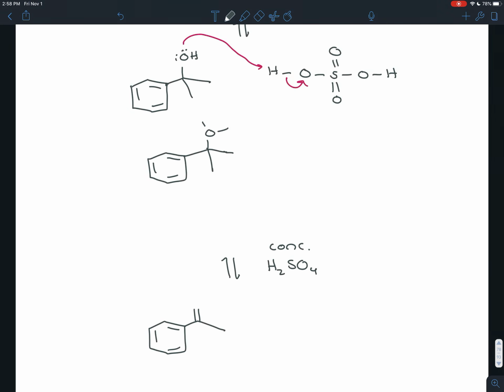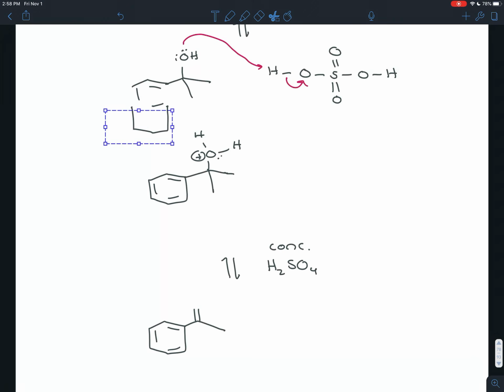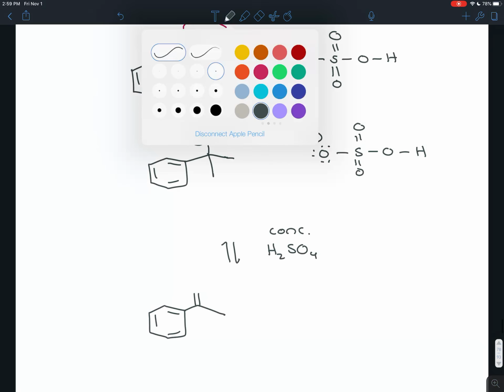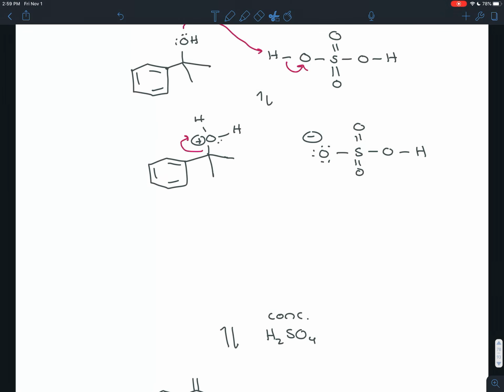So now we have this with an OH2. So that's an awesome leaving group, and what we'd also have after that step is the conjugate base of sulfuric acid. The leaving group can leave, so that happens in a separate step, which is why it's E1.